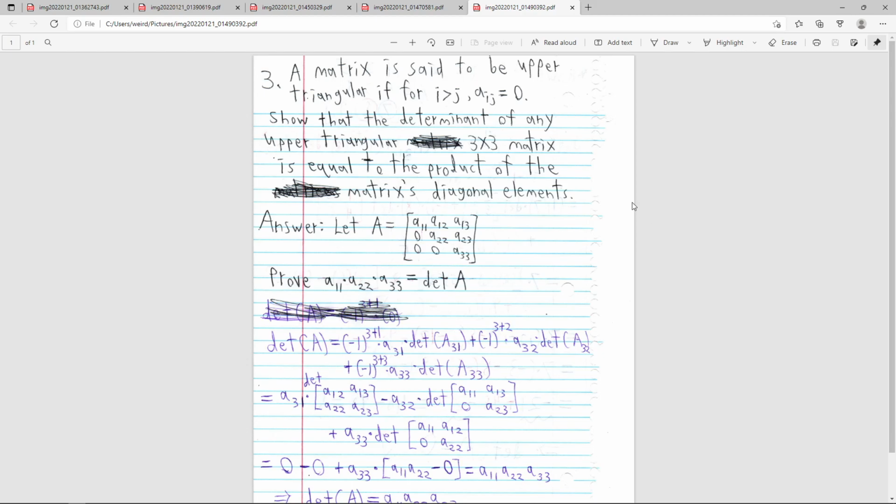Here's a quick proof, a sort of pseudo proof. A matrix is said to be upper triangular if for i greater than j, aij equals 0. Show that the determinant of any upper triangular 3 by 3 matrix is equal to the product of the matrix's diagonal elements. So we have this matrix here, and we prove A11 times A22 times A33 equals determinant of A.